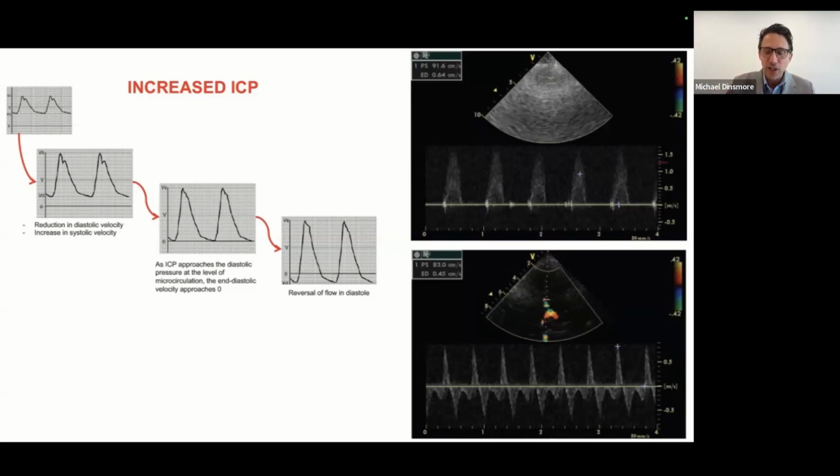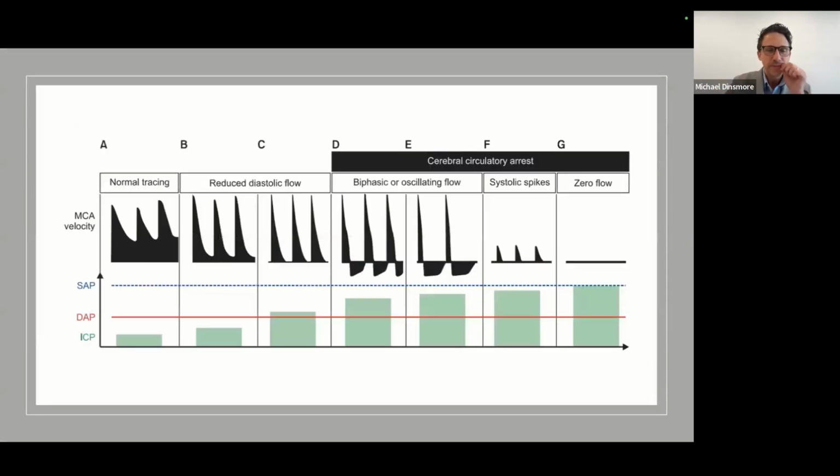So try not to get too frustrated if you can't get good pictures, but most people, you're able to get decent pictures. Okay, if you look at the spectrum of how this progresses over time with increased ICP, you can see a normal tracing in box A here. Then you have reduced diastolic flow, slowly approaching 0, just before you get the biphasic or oscillating flow. This is the beginning of cerebral circulatory arrest, as the area under the curve of systole and diastole is almost equal to one another.